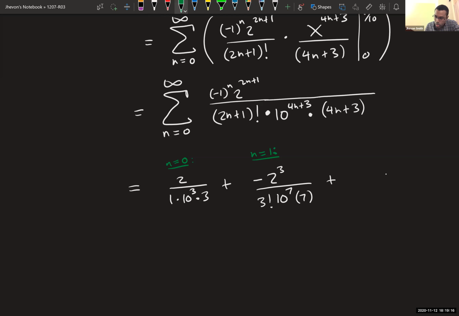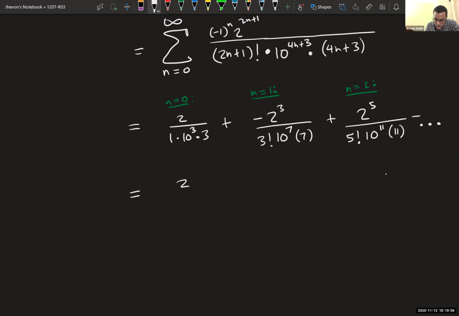Plus, now I'm going to do one more. That's already 2 fractions, but I'm going to do one more. If my n equals 2, I would get 2 to the 5th over 5 factorial times 10 to the 4 times 2 is 8, plus 3, to the 11. And if I plug in 2 there, that's times 11, minus dot, dot, dot.